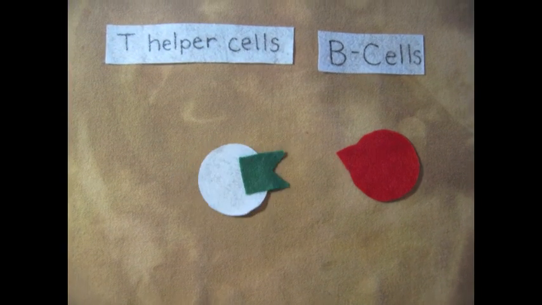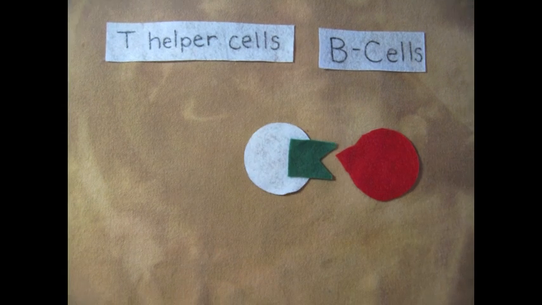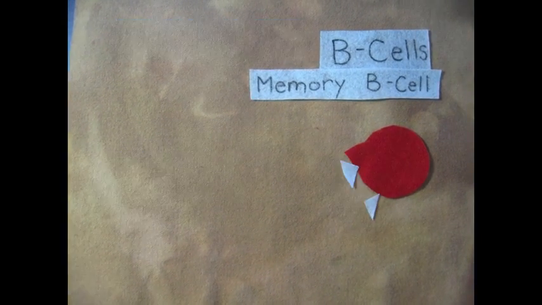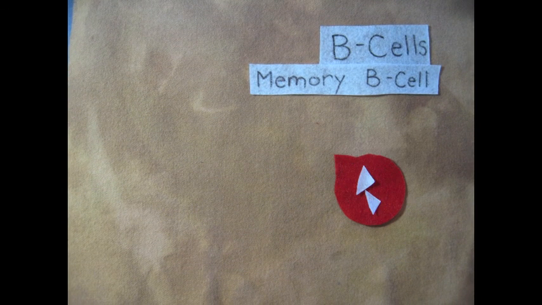B cells can also become memory B cells, which keep the antigen memory of pathogens, so if the same pathogen enters the body again, the immune response is quicker and more efficient. This is called the secondary immune response and is how vaccinations work.